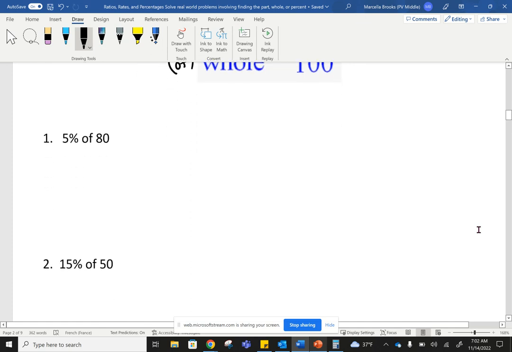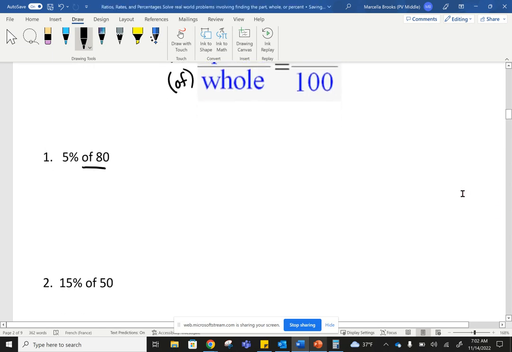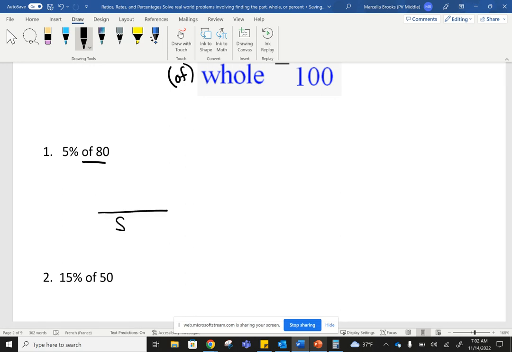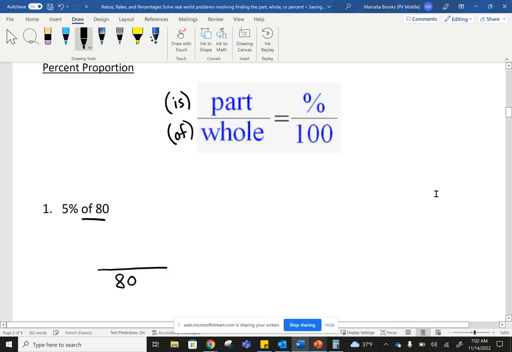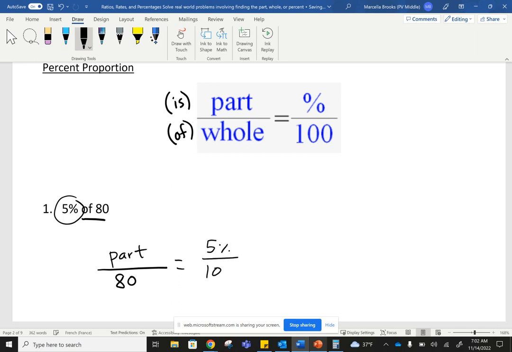Okay. So number one, we want to know what 5% of 80 is. See how I said "of" is our whole. So that means 80 is going to go where the whole is. Okay? So we have part over whole. We don't know what our part is. And then we do know what our percent is because it says 5%. That's easy to find because it has a little percent sign. So 5% over 100.